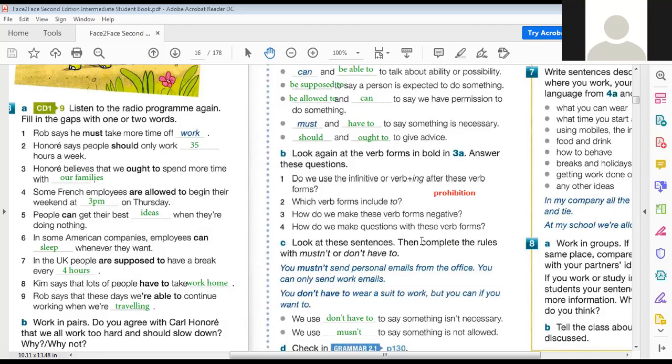We can't say you don't have to smoke. You don't have to smoke, it means everybody can smoke. So we can say you mustn't, or we can even use can in the negative. You can't smoke. Must is very different from mustn't. Yeah, must is an obligation, but mustn't is prohibition. It means something is not allowed. Do you get the idea?